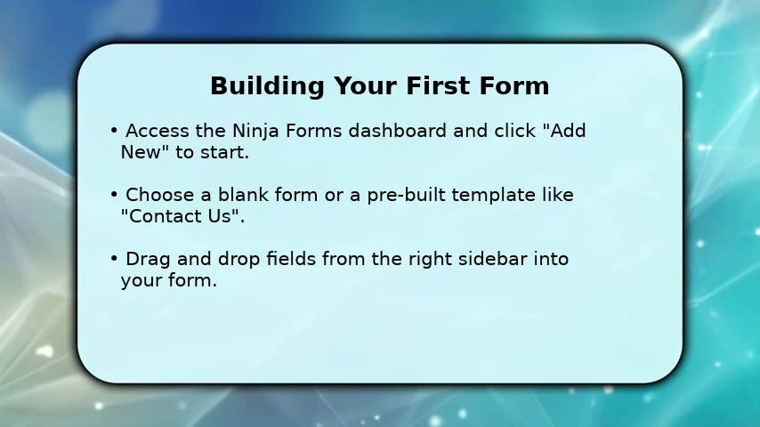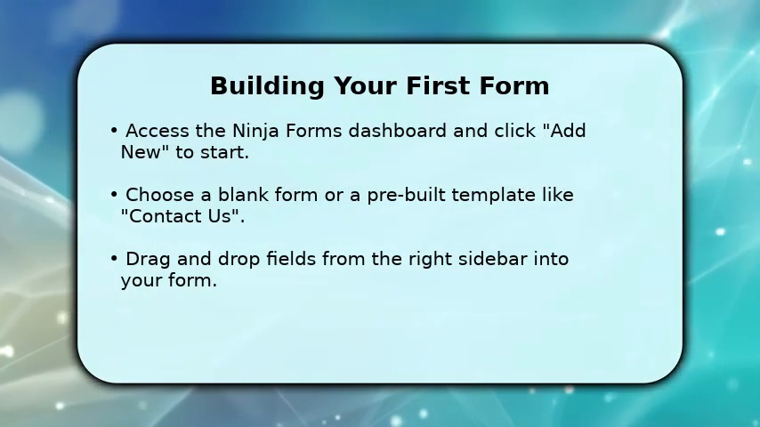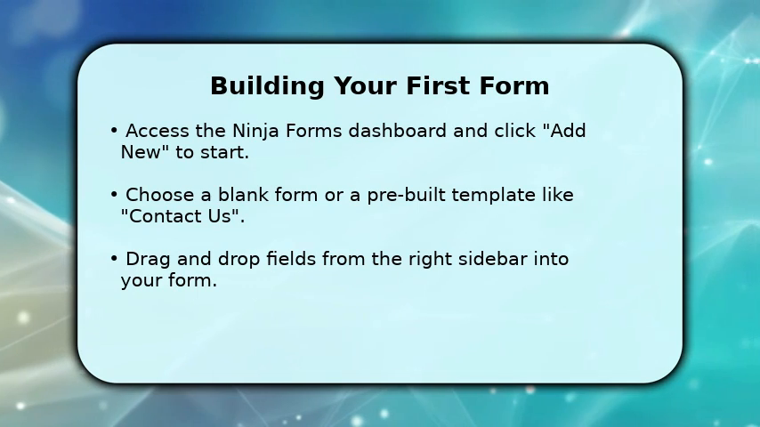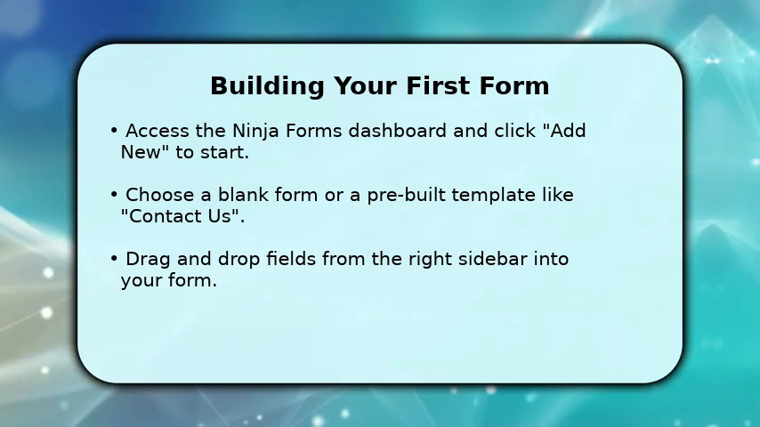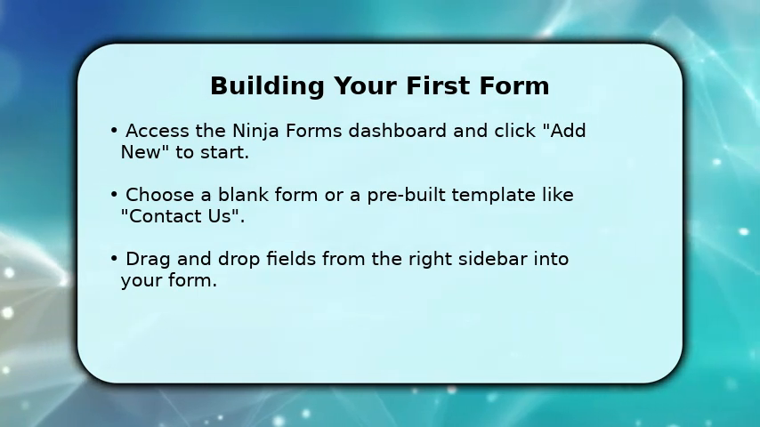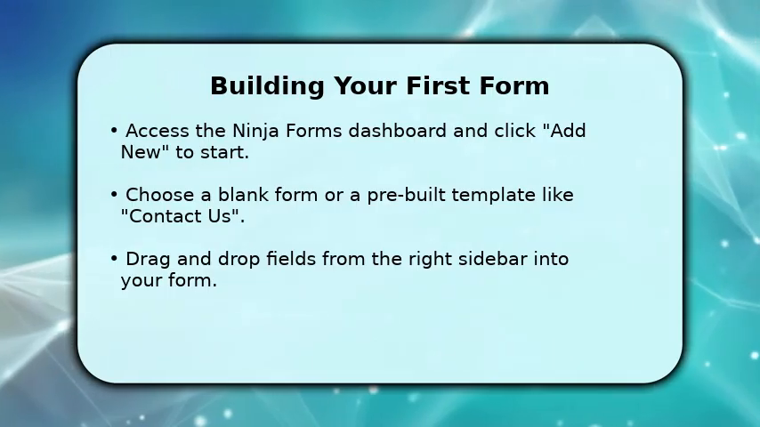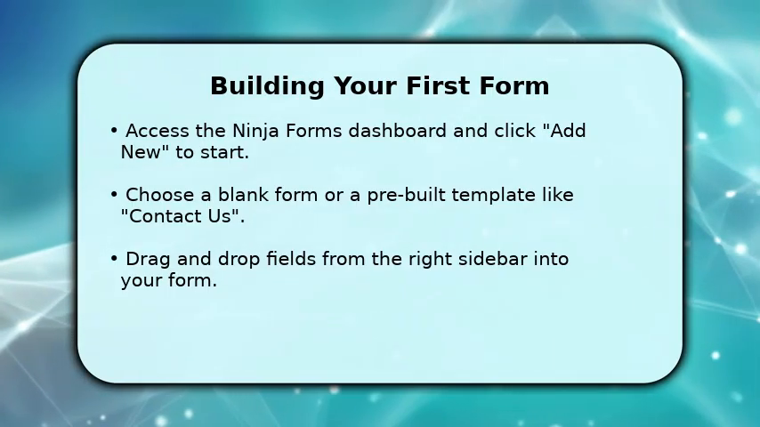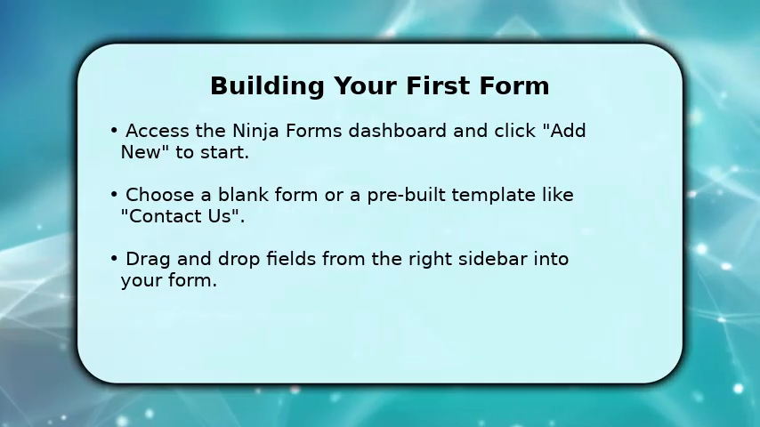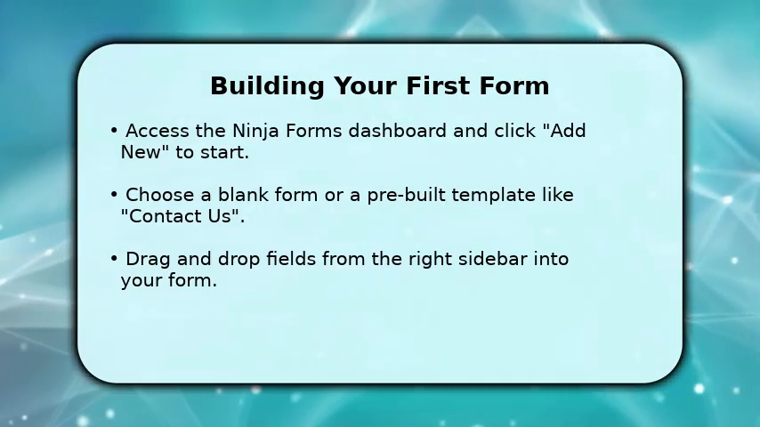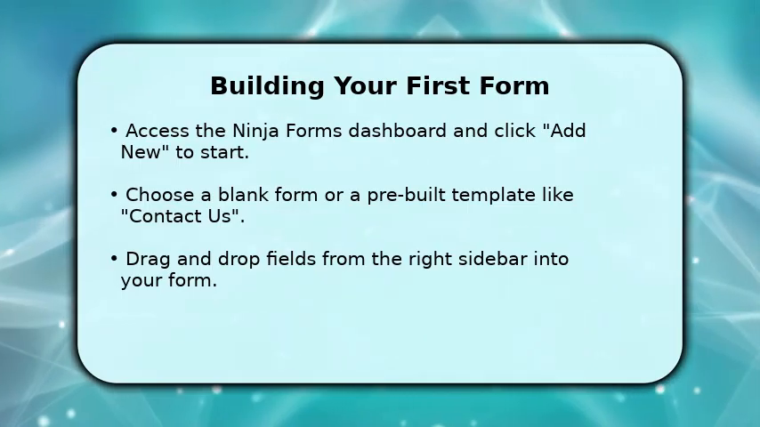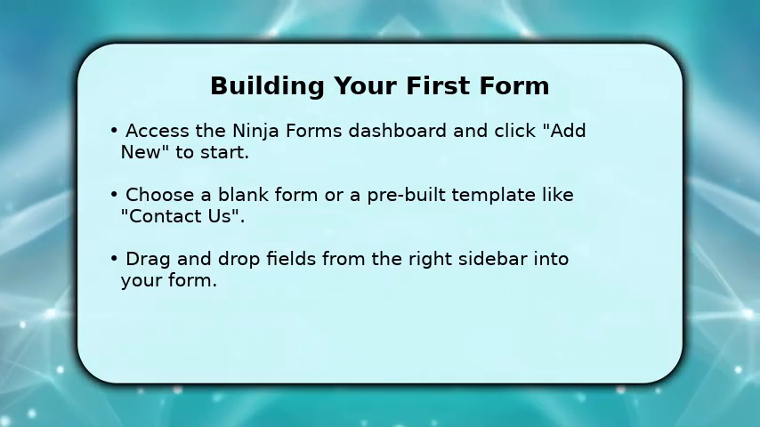Now that Ninja Forms is active, let's create your first form. From your WordPress dashboard, go to Ninja Forms and select Add New. You can choose a blank form or a helpful template, such as a contact form. Use the intuitive drag-and-drop builder to add fields like name, email, and message. Remember to click on each field to customize its label and other important settings.